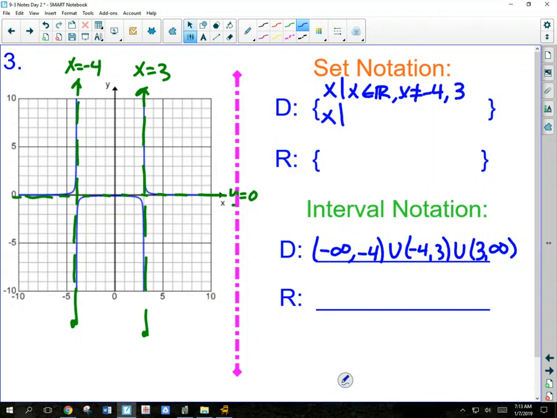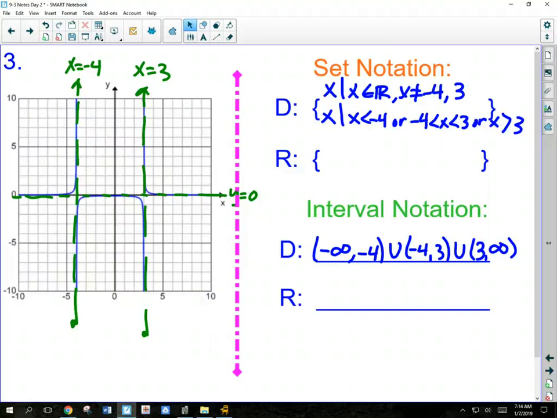Or you can tell me that x is less than -4. Oops, I said -4 but wrote -3, sorry. x is less than -4, or x is between -4 and 3, or x is bigger than 3, okay? So either one of those ways would be absolutely fine, but it's every x value that's less than -4, every x value between -4 and 3, and every x value bigger than 3. It just can't be exactly -4 or 3, okay?